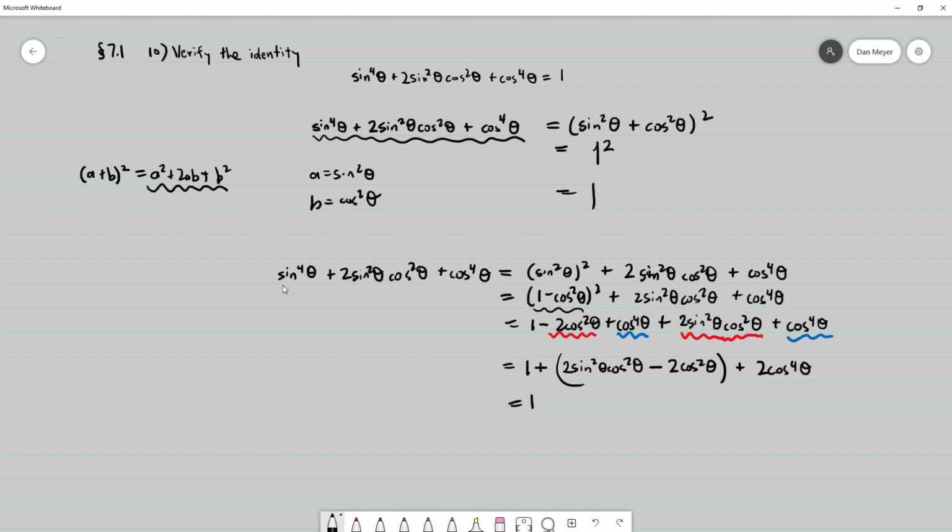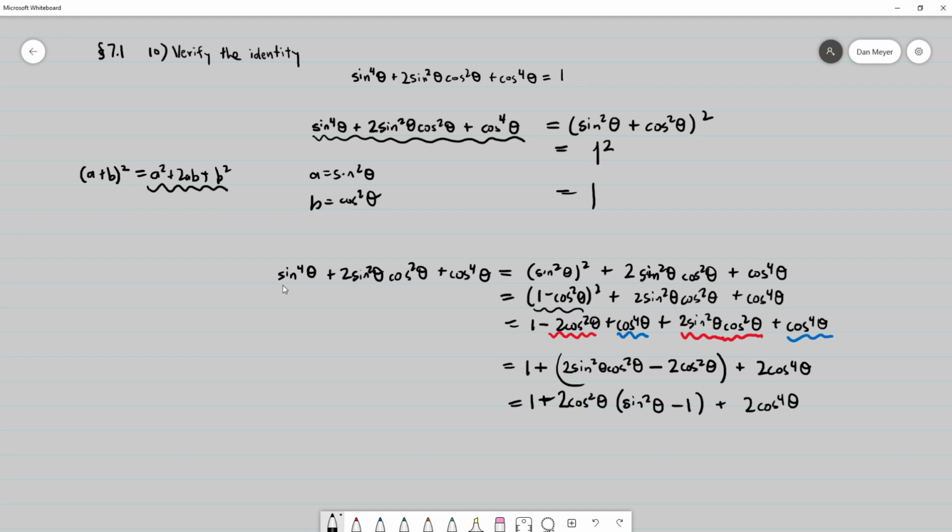In this middle group with the parentheses, I can factor out a cosine squared theta. And I can factor out a 2 as well. Since I had cosine squared thetas, I grouped them together so I could factor them out. And I'm left with sine squared theta minus 1. And there are some more sine squared thetas that I can turn into cosine squared thetas if I wanted to.